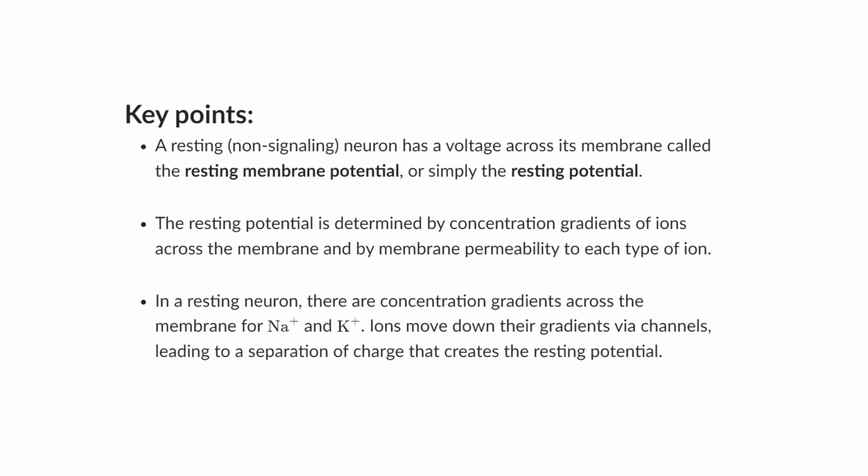And when you have a resting neuron, there is going to be a concentration gradient across the membrane for sodium and potassium. So those are going to be our two important ions that we are looking at. And each of those ions will move down their concentration gradients if channels are open for them to move.